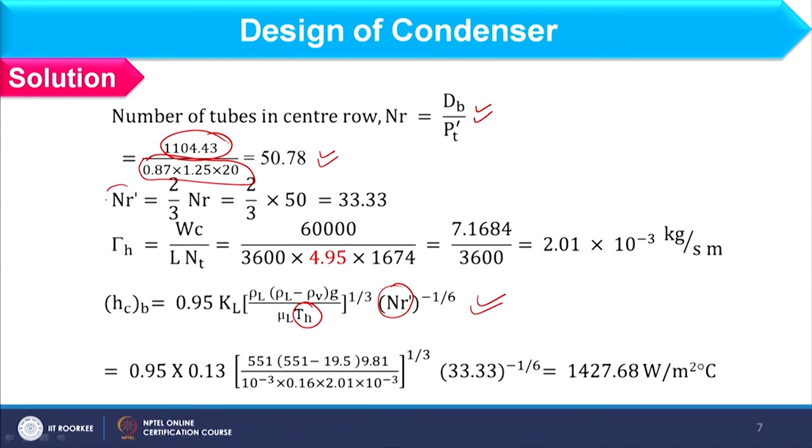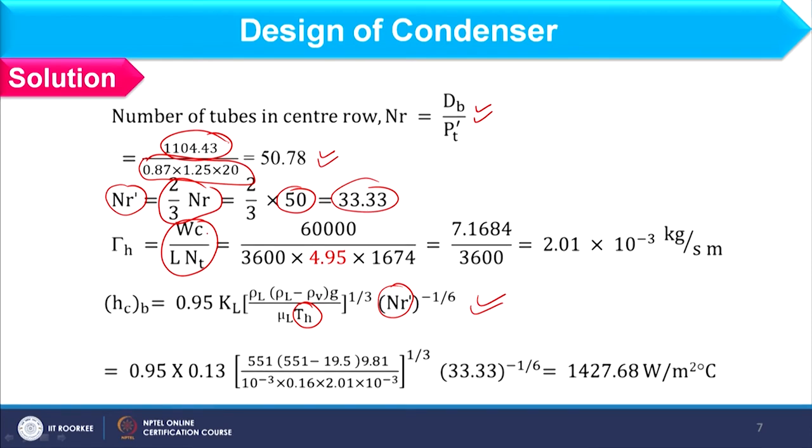So, instead of 50.78, the Nr value should be considered as 50, right. Once I have the Nr value, I should find out Nr', because that will be used in the expression. So, let us see the Nr' calculation. That is very simple, 2/3 into Nr. So, here we can find out Nr' as 33.33, and here you consider Nr as 50, which we just discussed, right.